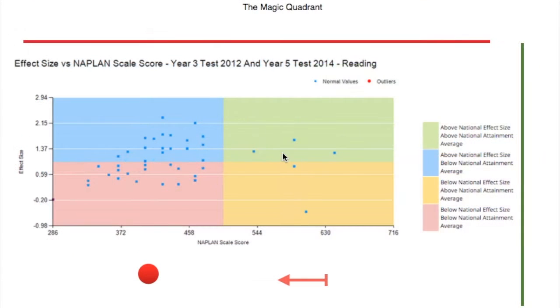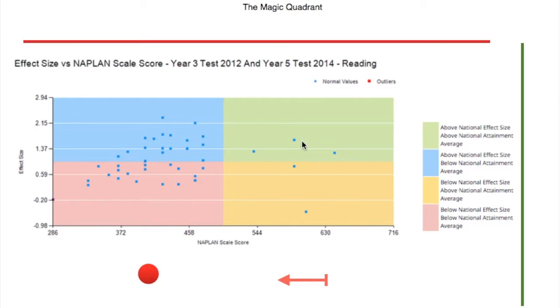See here the magic quadrant. Quadrant because it has 4 parts to it. On the left hand side you'll see the effect size, and at the bottom you'll see the NAPLAN scale score. This particular quadrant is the effect size versus the NAPLAN scale score, looking at the children who sat the Year 3 reading test and the same children 2 years later in grade 5.